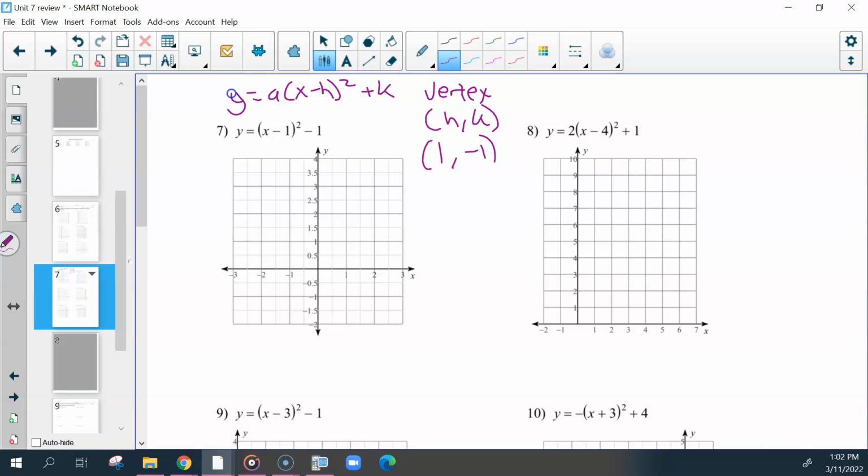But now instead of finding your axis of symmetry and finding your vertex, you're given that. And you can start there and then do your table. So the rest of everything else is the same. You would still put this in your calculator, find your table around this vertex.